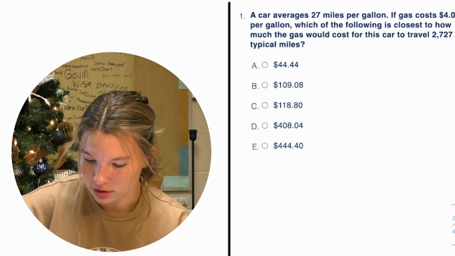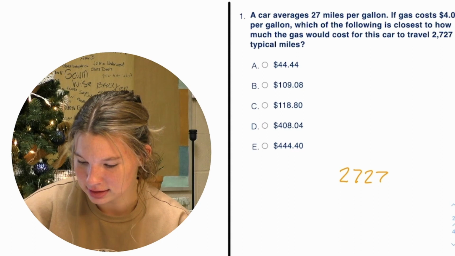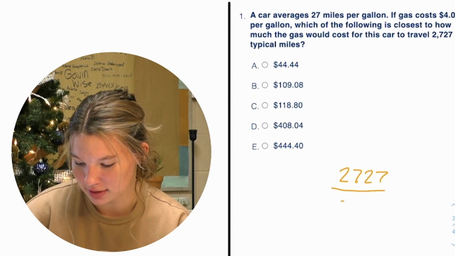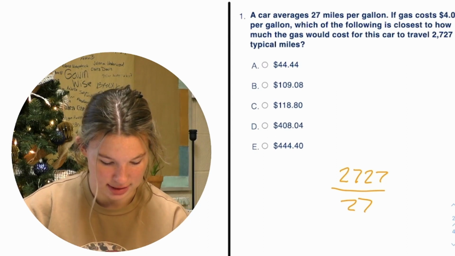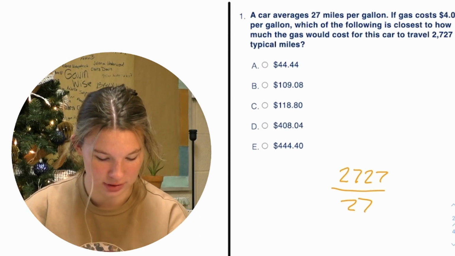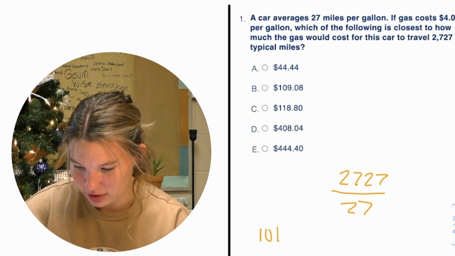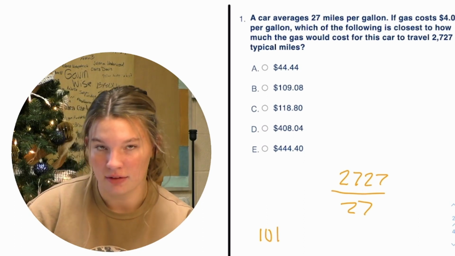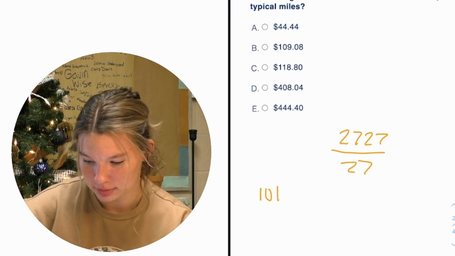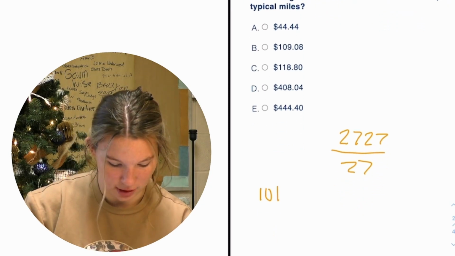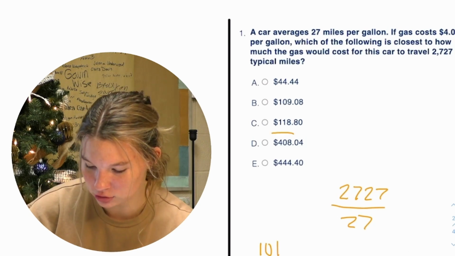So first we're going to start with the 2,727. And since there's 27 miles per gallon, we're going to just divide that by 27. And make sure you always have your calculator handy when you're taking the ACT. So 2,727 divided by 27 is going to give us 101. So with that, we're going to have to multiply that by the $4.04 so that we can see how much it costs for the entire trip. So 101 times $4.04 will give us $408.04, so our answer choice would be D.